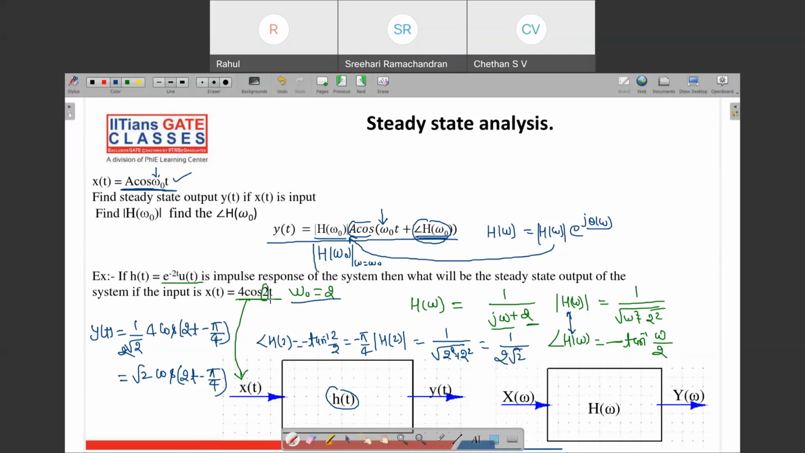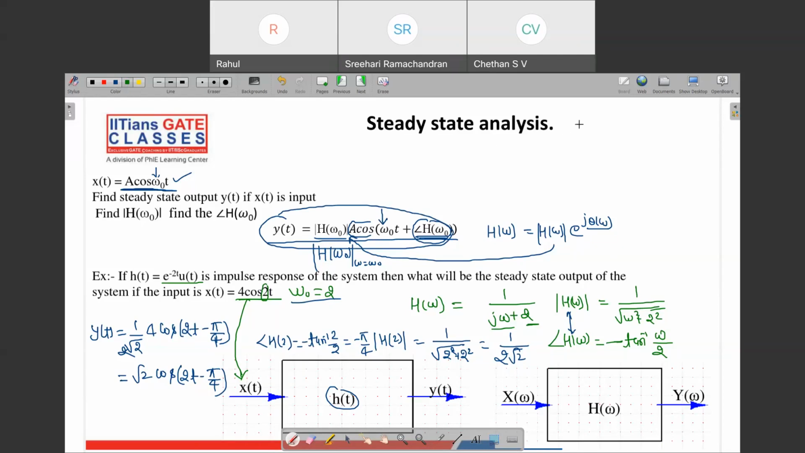Sir, actually, how did this formula arrive? Like this h of omega naught exactly at that point, the steady state. What is the connection of that formula with the steady state actually? This one. Yes, that formula. Okay, actually we derive it in the frequency domain and put it back into the time domain.